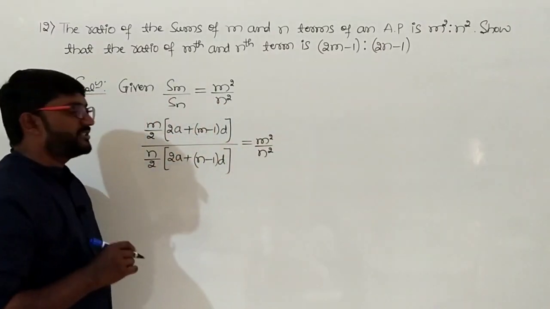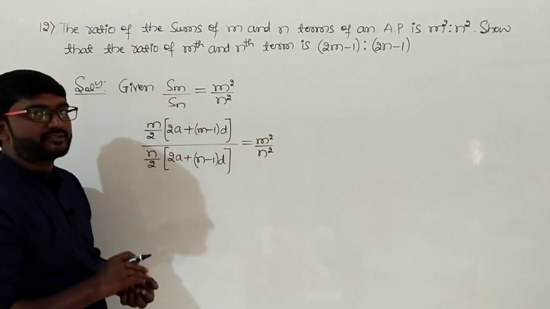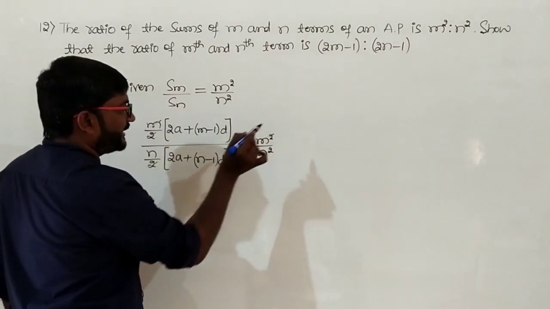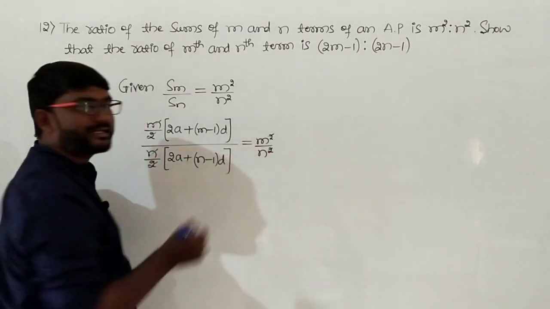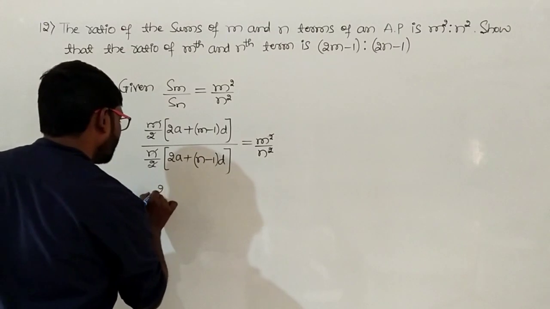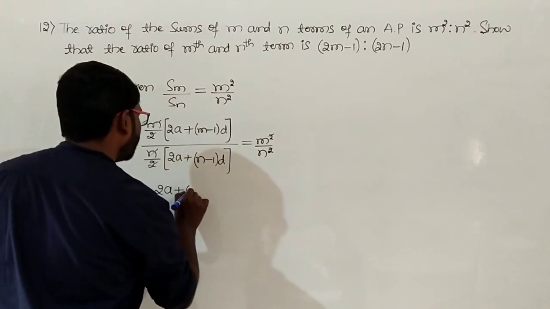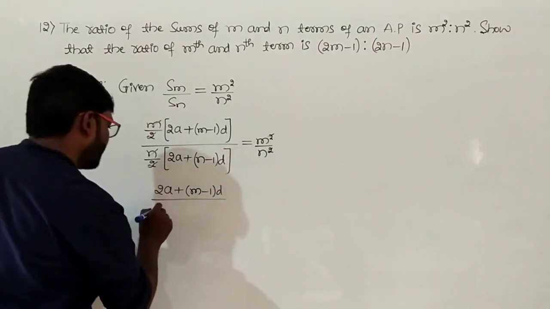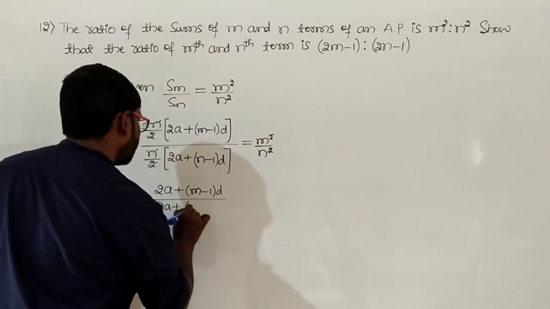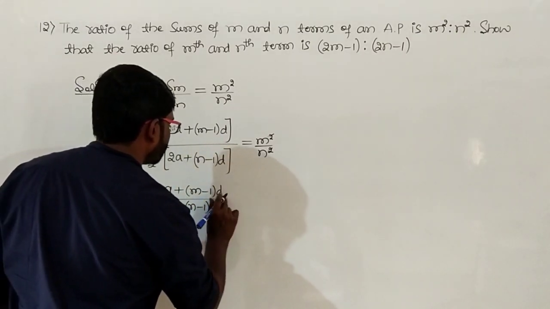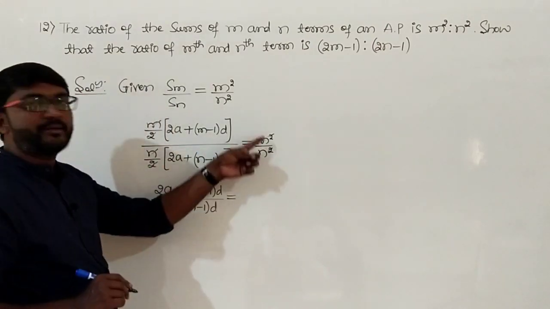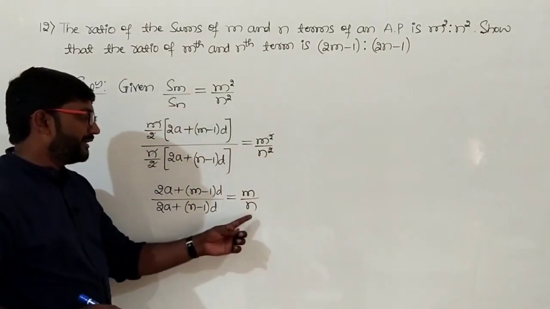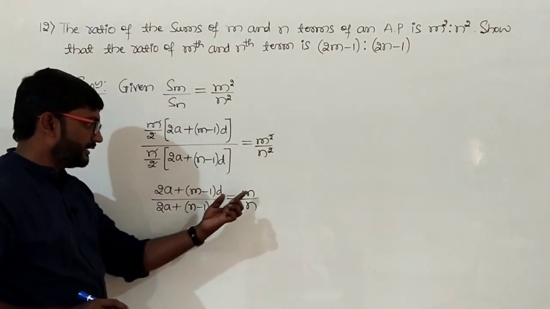So now which all terms get cancelled? Now see which terms get cancelled: 2 and 2 get cancelled, and here m and here m get cancelled, and here n and here n get cancelled. Write the remaining term. So we are left with 2a plus m minus 1 into d divided by 2a plus n minus 1 into d, which is equals to, here we have only m by n now, it is m by n. Now we will have to cross multiply n with these two terms and m with these two terms.